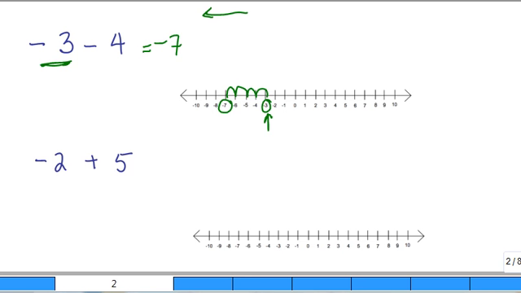Let's try that again. We're going to start with -2. So I'm going to start on my number line right here, and I'm going to add 5. So if I'm adding 5, I'm going in this direction. So 1, 2, 3, 4, 5. I'm going to end up at 3.